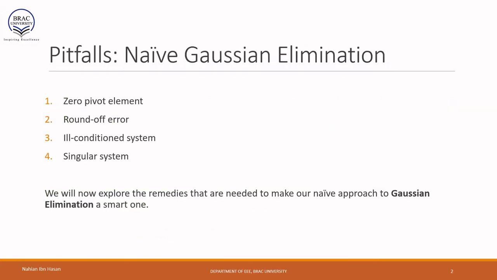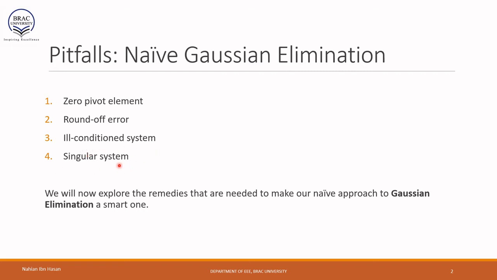First of all, let's see what problems the naive Gaussian elimination approach faced. First, the zero pivot element. That means if the pivot coefficient becomes zero or very small, then the approach is going to fail. Also, in each of the steps, the round-off error is going to accumulate, and as a result the error might accumulate at the last stage and the result might become erroneous. And also we have seen the ill-conditioned system, where for a very small change in the coefficients, the result is drastically changed.